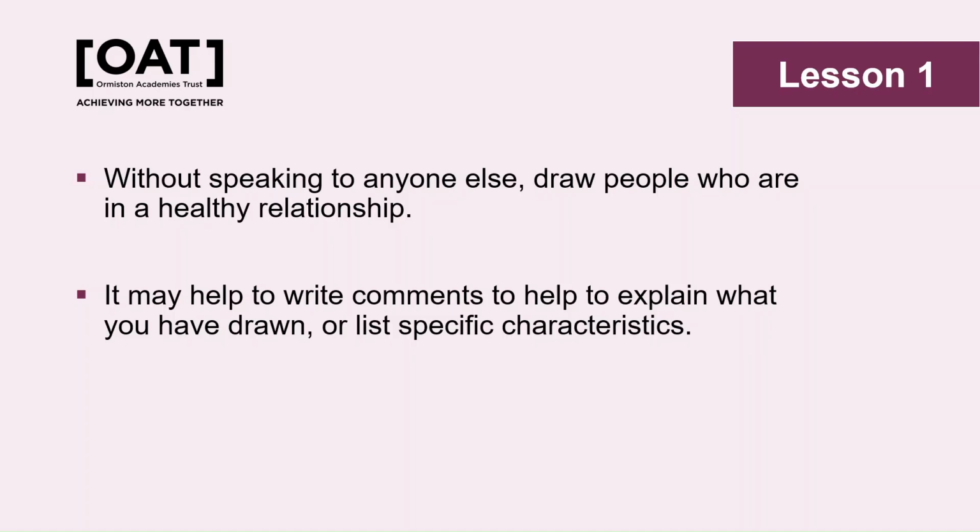Lesson 1 begins with a draw and write task, in which pupils are asked to draw people who are in a healthy relationship. This is a deliberately vague instruction because this task also acts as a baseline, which pupils can then come back to at the end of this lesson and possibly also later in the unit. Where possible, avoid giving much in the way of instructions because the task is most effective when pupils are basing their own work on their preconceptions or their initial thoughts.